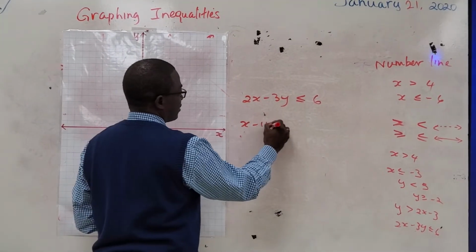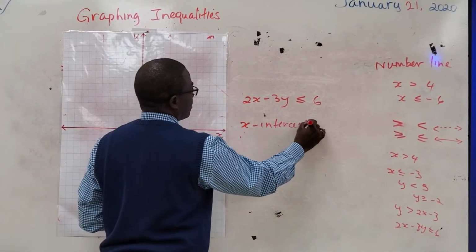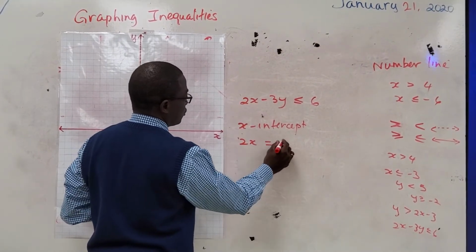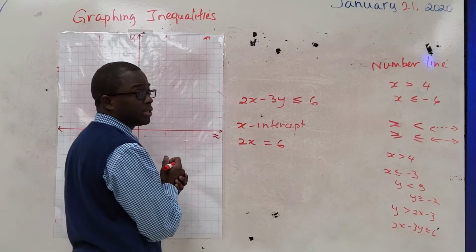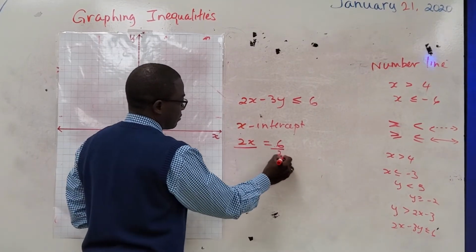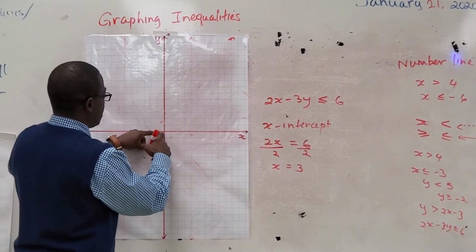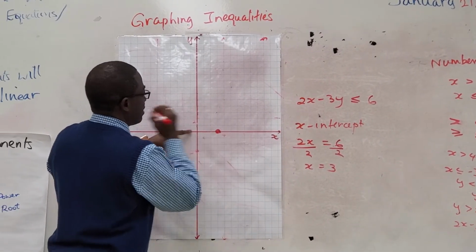What do we know in the x-intercept? Y is equal to 0, right? So I'm going to plug in y equals 0. So I'm going to have 2x. I'm just going to use an equal sign right now. 2x equals 6. If I divide both sides by 2, x is equal to 3. So my x-intercept is at 3. So I have an x-intercept right there.